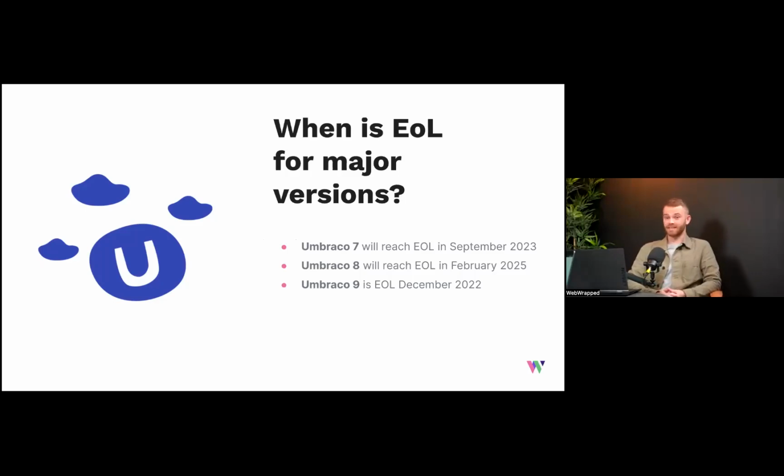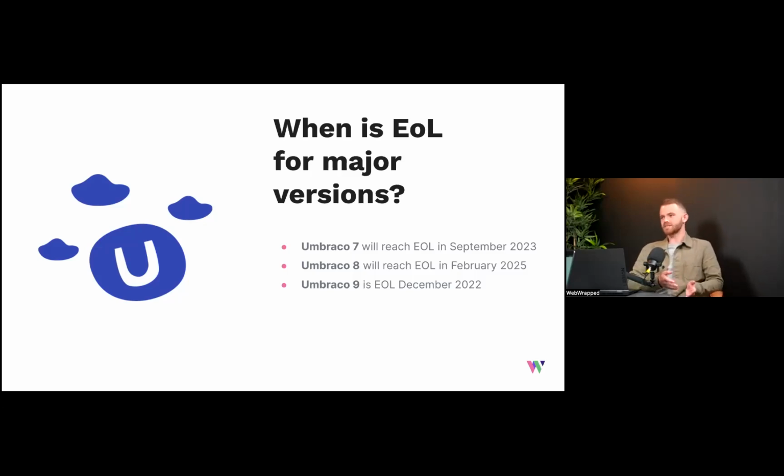So as mentioned, Umbraco 7, which I know a lot of people are on at the moment, the end of life of that is September next year. That sounds like it's a long way away, but the preparation and the work that goes into that, looking at the system as a whole, it's not that long. It really does take a long time to understand the needs of the system and rework it. Umbraco 8 is end of life 2 years after that, I believe just under 2 years after that, so February 2025. And the confusing one is Umbraco 9 is end of life December of this year.